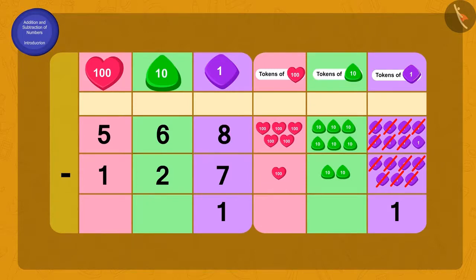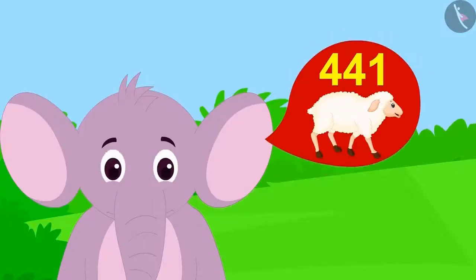Absolutely correct. From 6 tens, subtract 2 tens and we get 4 tens. And finally, when we subtract 100 from 500s, what do we get? 400s. As we had calculated, Appu now has 441 sheep left with him.